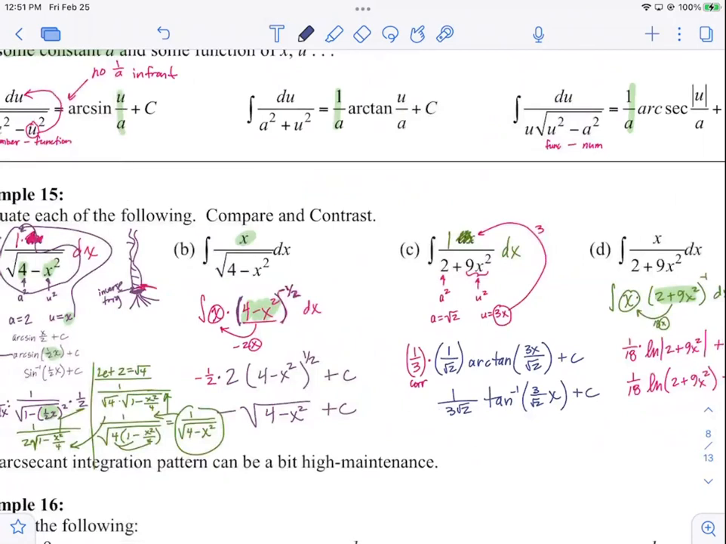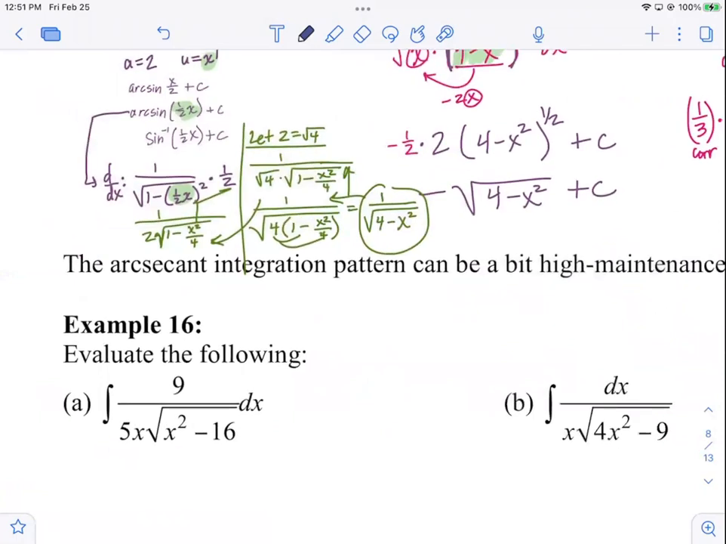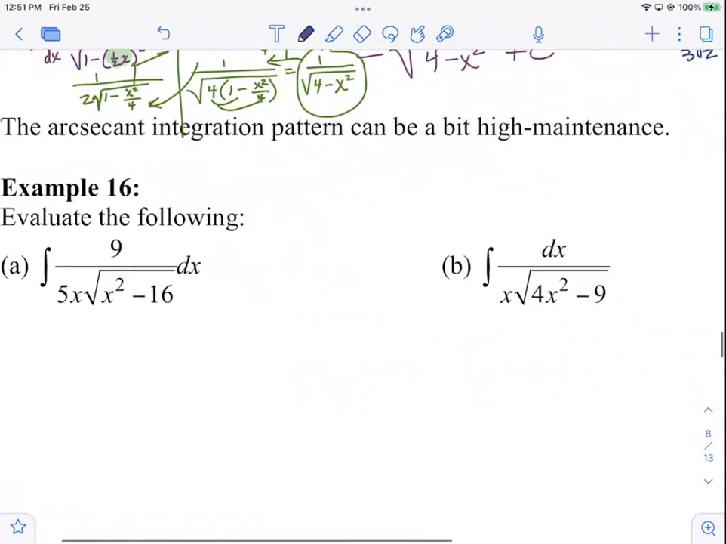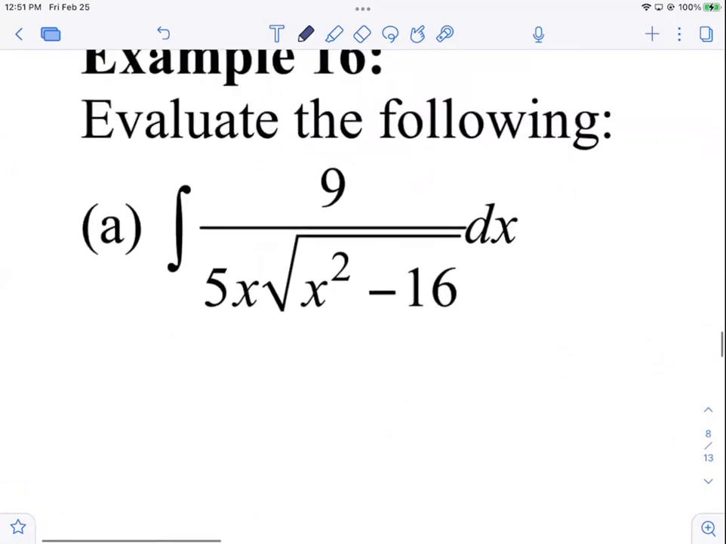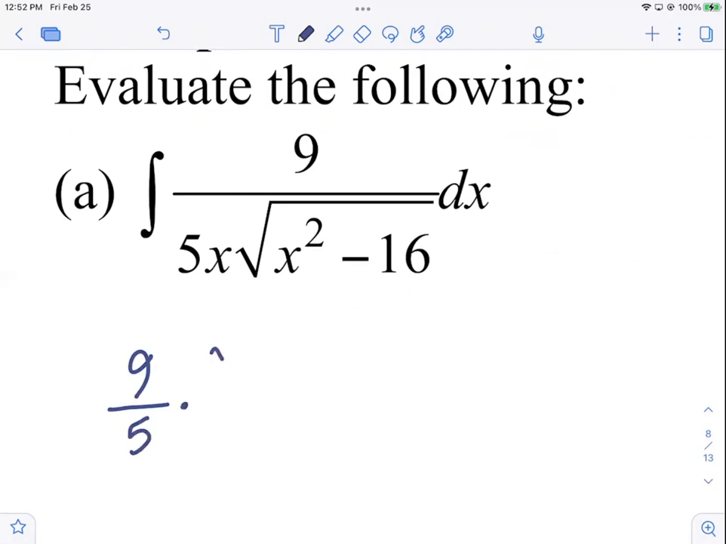All right. Let's do the following. Arc secant can be a little bit of a high maintenance thing. All right, let's look at example A. You got 9 over 5. So if I bring the 9 over 5 out front, this might be kind of like what you're doing to start, right? You have two factors in the bottom. So if you want, you could bring them both to the top individually, right? X to the negative first, x squared minus 16 to the negative 1/2.